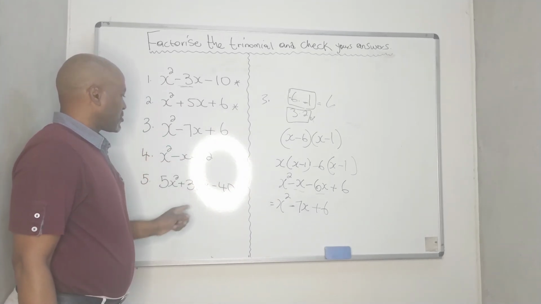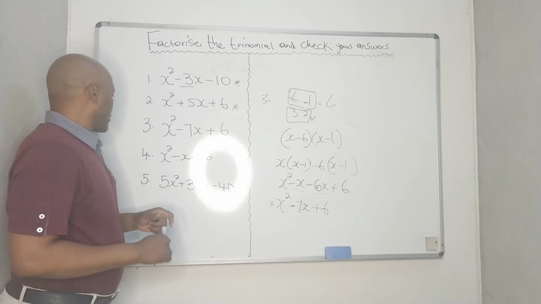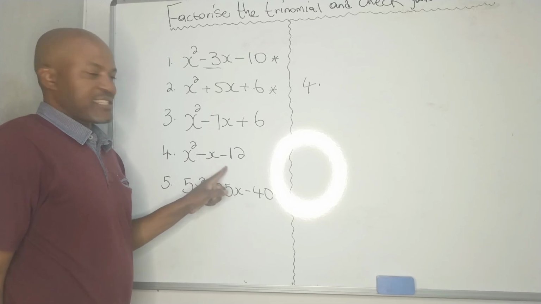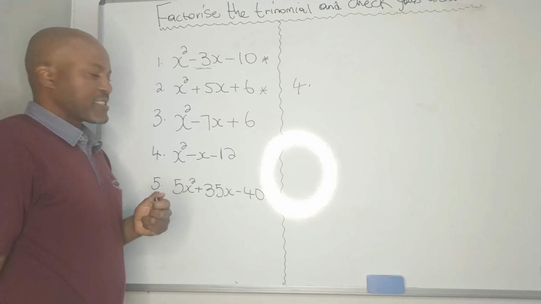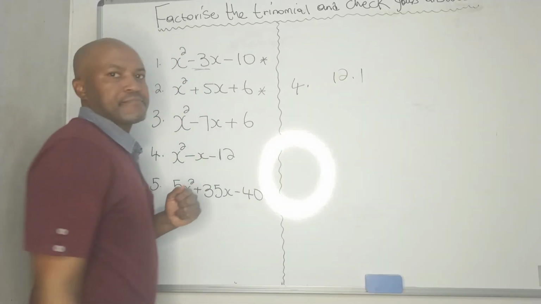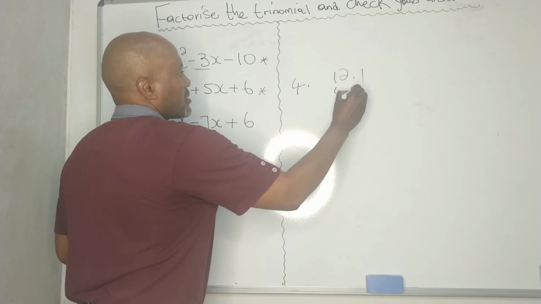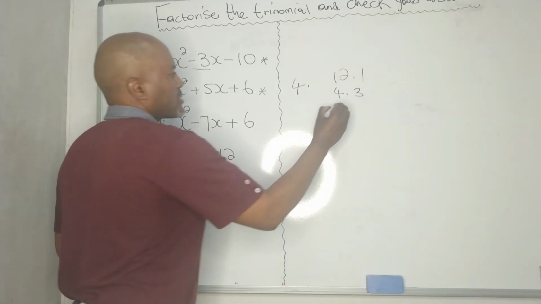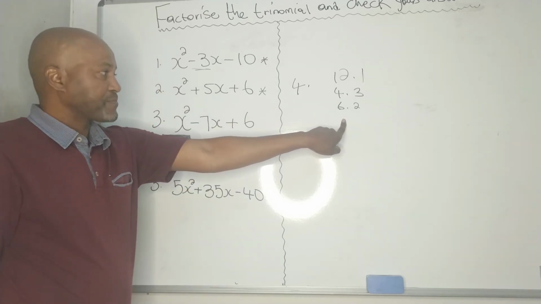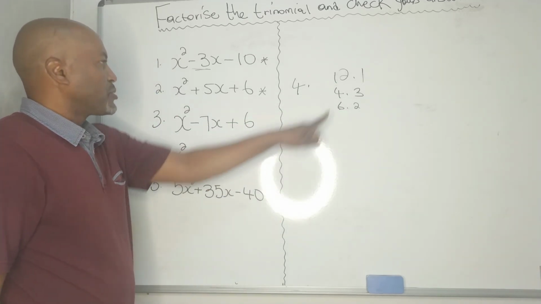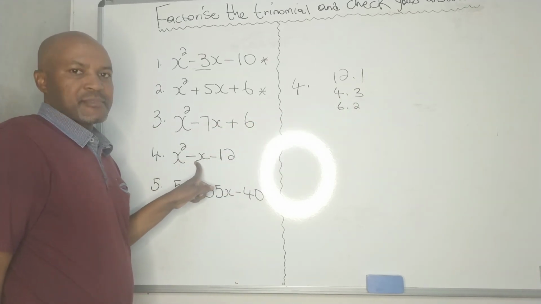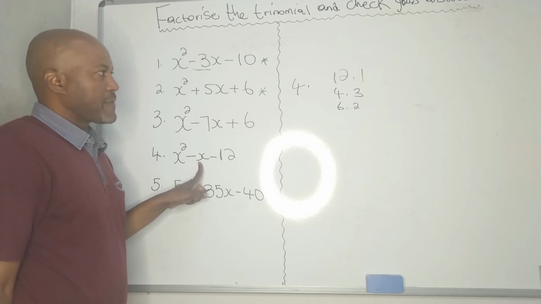So I'm going to do number 4 and you're going to do number 5. So let us go to number 4. X squared minus x minus 12. Then what are the factors of 12? We've got 12 and 1. We've got 4 and 3. We've got 6 and 2. Now we need to check which are those factors that when we add them we get negative x.